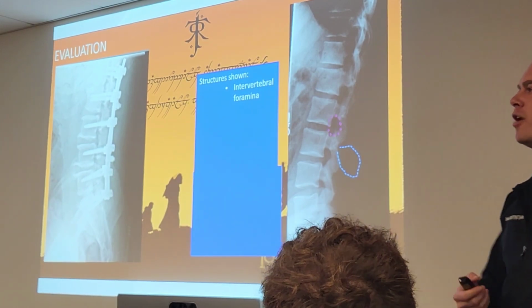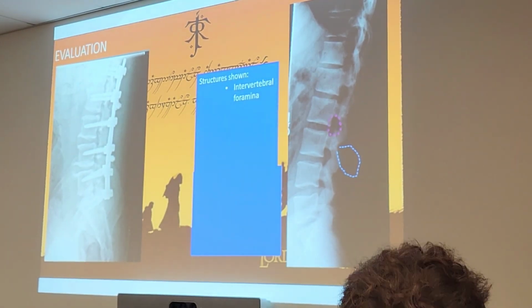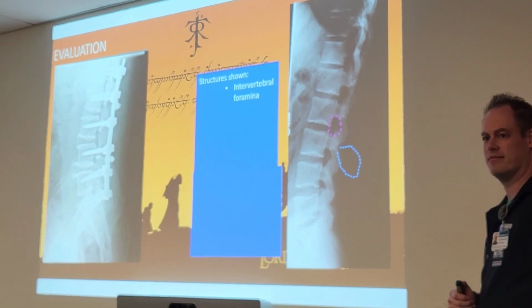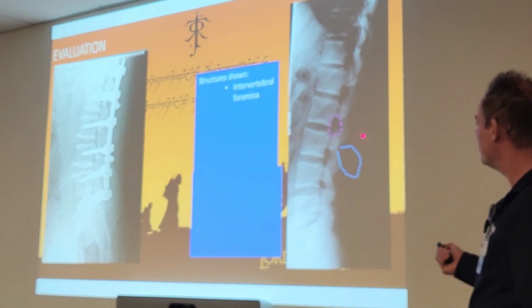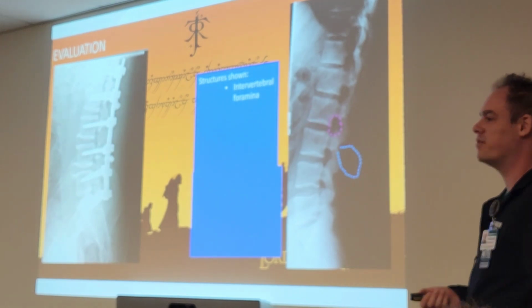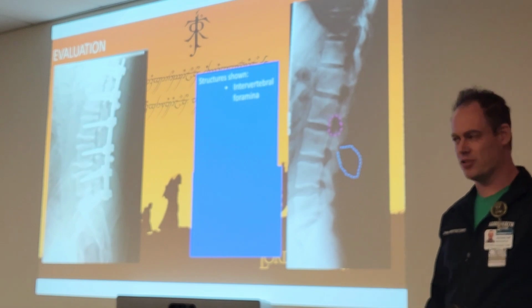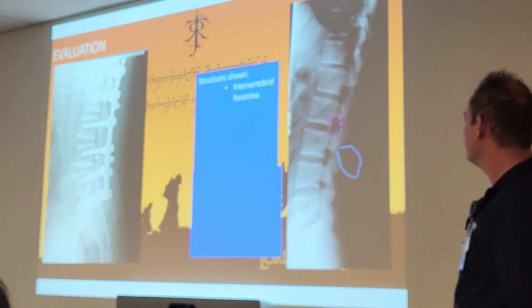There's the foramina. Which foramina is that specifically, by the way? Between 2 and 3. That's the intervertebral foramina of L2, L3.